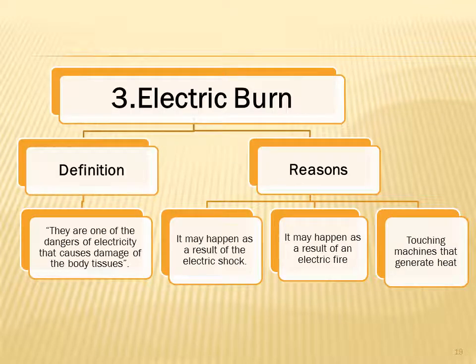Finally, number three, electric burns. Electric burns are burns that cause damage to the body tissues. Whenever you get burned, the body tissues that are exposed to the flame or to the hot surface will be damaged, and that's why their color changes and it takes a very long time until they return to their normal color, due to the damage to the human body tissues.